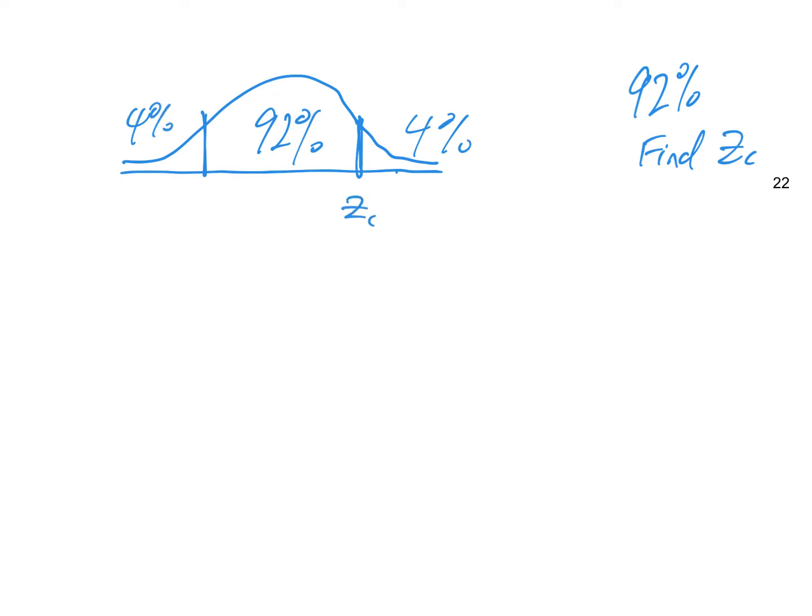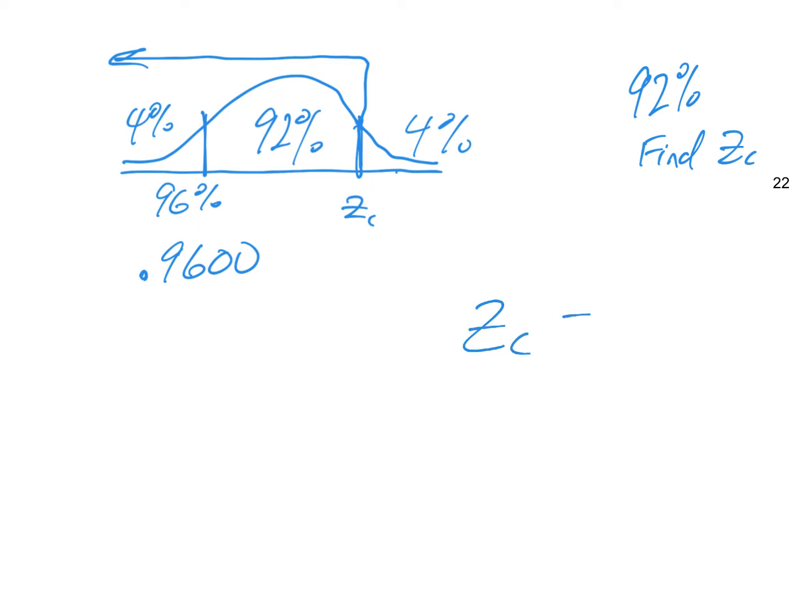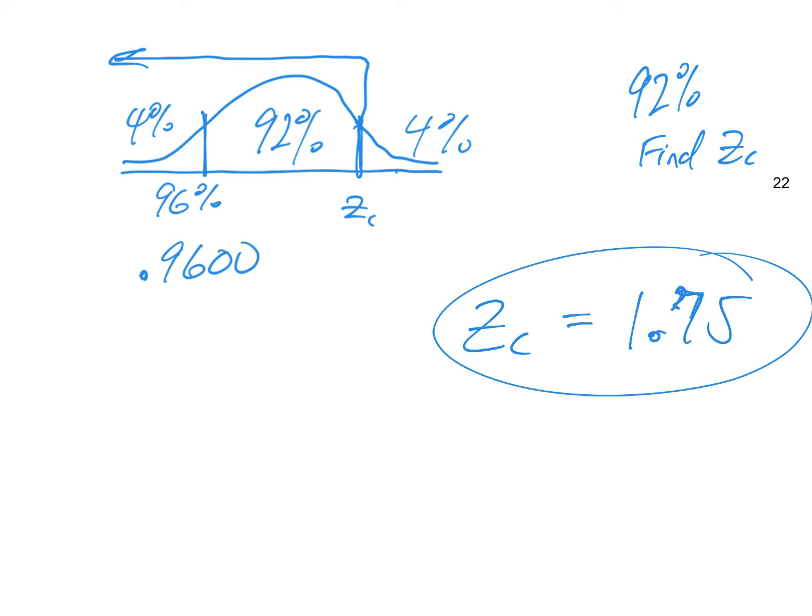We always look for the positive z. Why? Because we're going to add those values, and a z-score is always positive. So 92 plus 4 is 96%. We're going to turn that into a decimal, which is .9600. And we're going to look in the body of our chart for that particular value. So our z sub c for 92% is 1.75. And you can actually commit that to memory now if you want to add it to that list. Okay, so the ones that you definitely need to know.